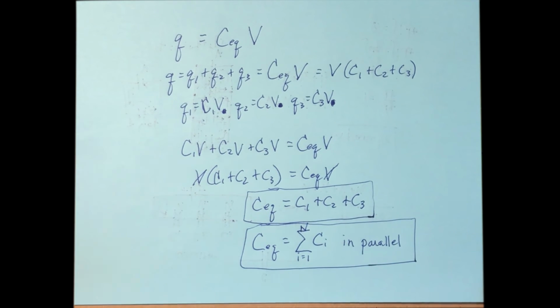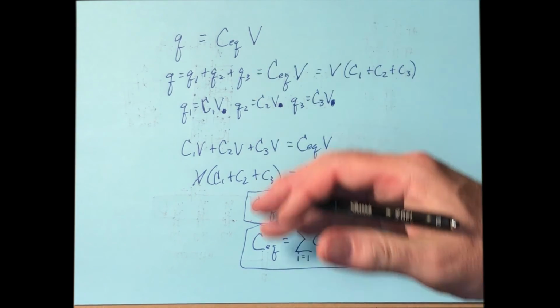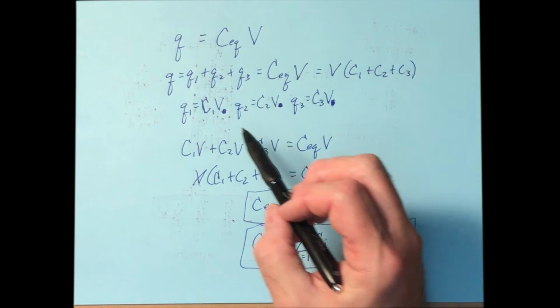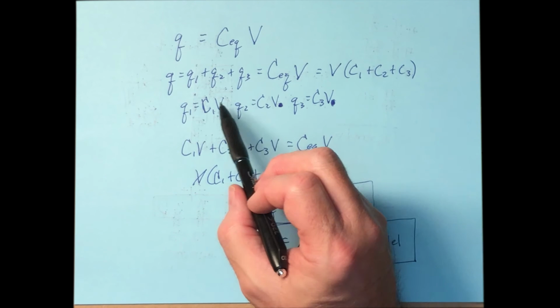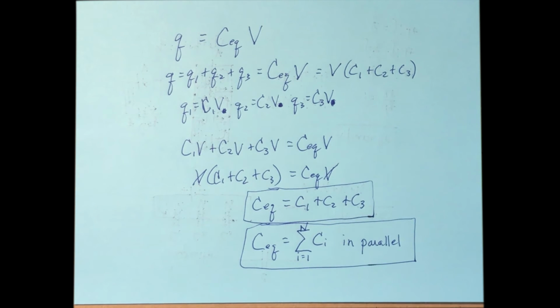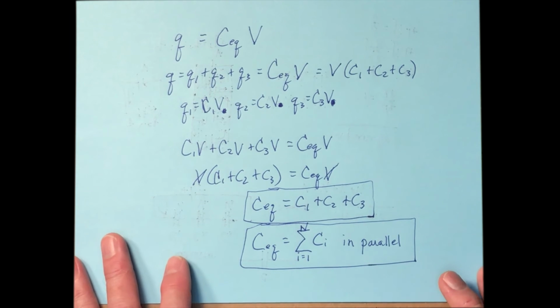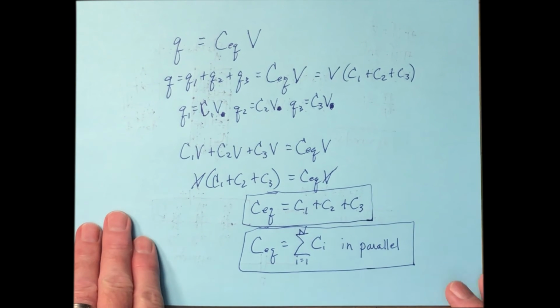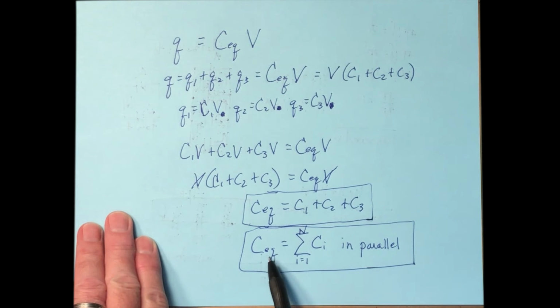If the capacitors are in series, then this doesn't apply, because in that case, we don't have these relationships here. Instead, if we want to combine capacitors in series, we have to use another technique. But for capacitors in parallel, remember this. It's just the straightforward sum of the individual capacitances. All right? Well, let's see what happens for capacitors in series now.